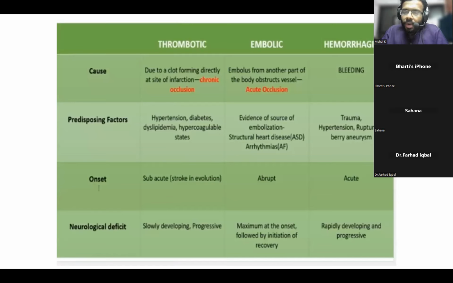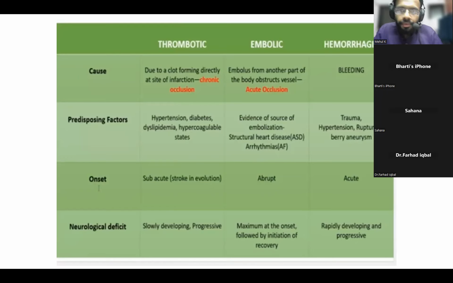What are the differences with each of these types of strokes? Thrombotic stroke is usually caused by a thrombus formation at the site of the vessel. For example, you have an atherosclerotic plaque which is developing over several years. Finally, that plaque ruptures and releases thrombogenic material. That results in the formation of an acute clot that blocks off the entire vessel. That results in a thrombotic stroke.